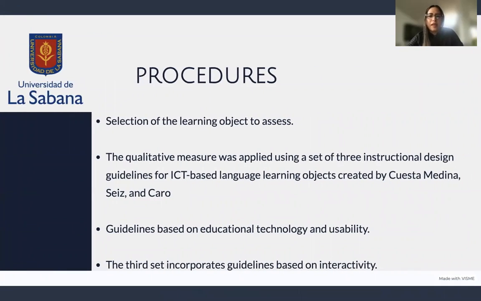And then we have the procedures. The first point was the selection of the learning objects to access. They were 15 different learning objects, by the way. And then the qualitative measures were applied using a set of 3 instructional design guidelines created by Cuesta Medina, as cited in Carroll. And then we have some guidelines based on educational technology and usability. And the third one incorporates guidelines based on interactivity.